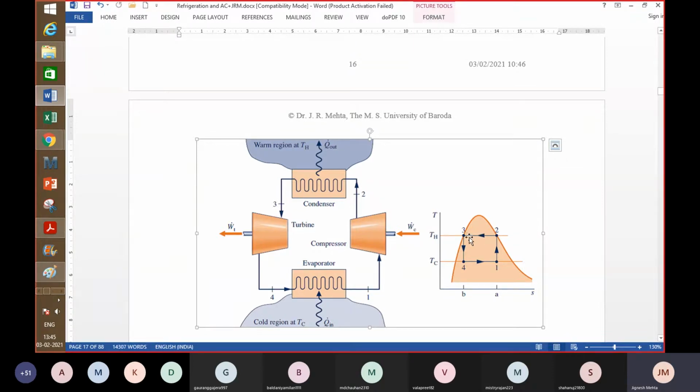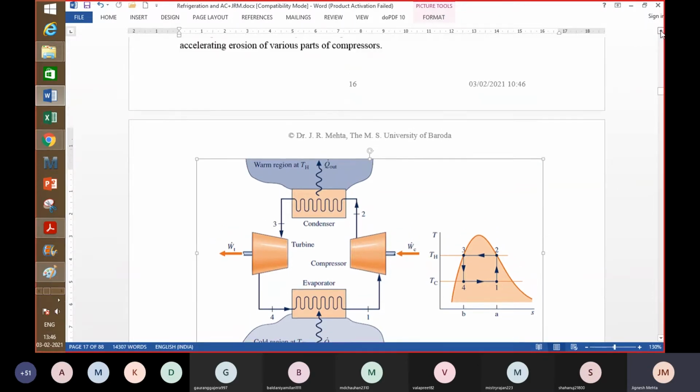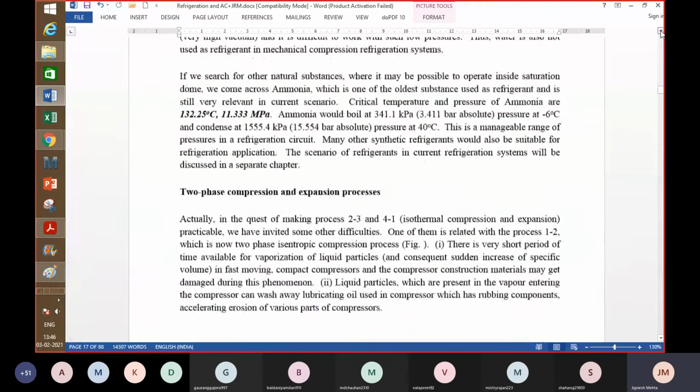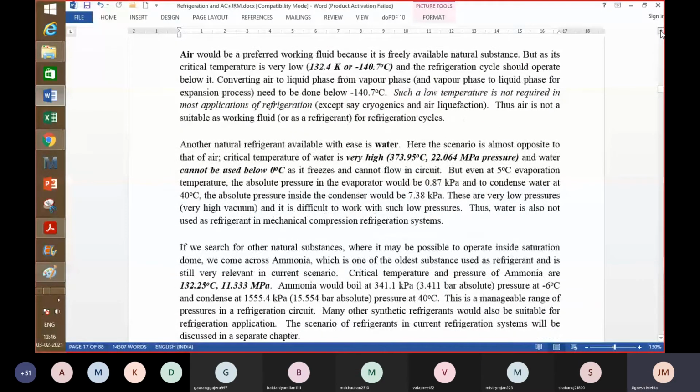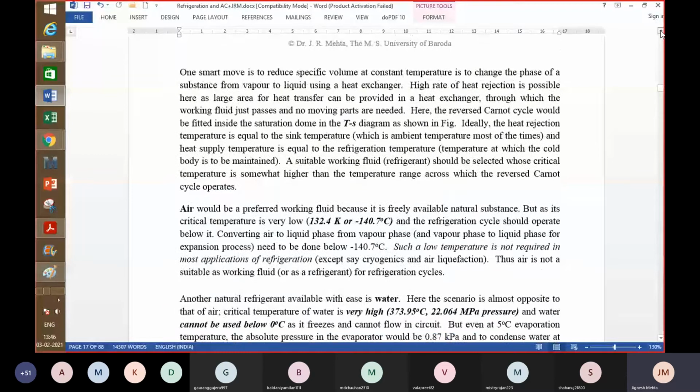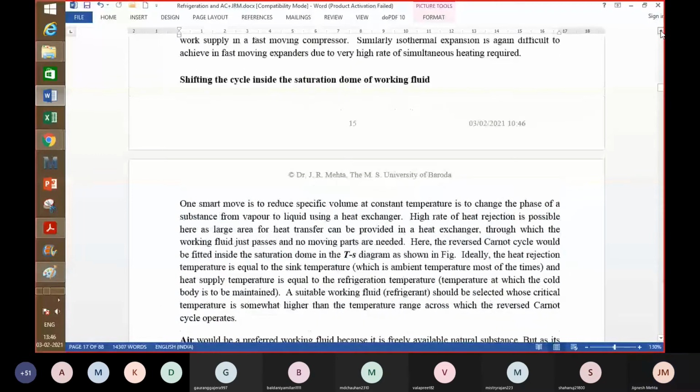So it is isothermal and specific volume is decreasing, and you may be able to use a heat exchanger here and carry out the reverse Carnot cycle inside the saturation dome of a substance. And similar thing for the expansion, evaporation is occurring here at constant temperature, specific volume increasing. So you can call it isothermal expansion process. So this may be done, but then can you do it for any substance that you want? No.